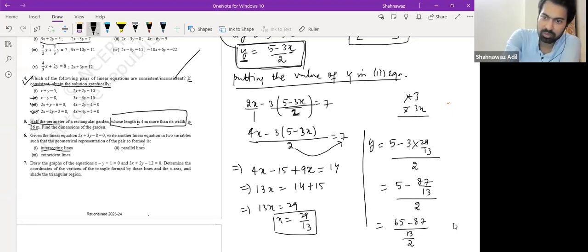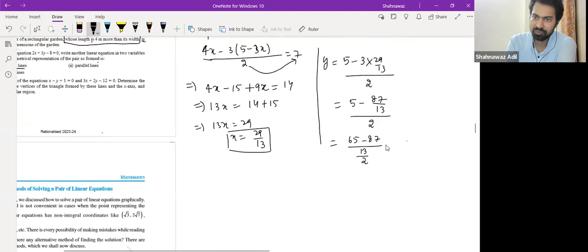So this would become how much? 8 minus 6 is 2, and then 13 into 2 is 26. So this is 11 and this is 13. So y is minus 11 by 13.